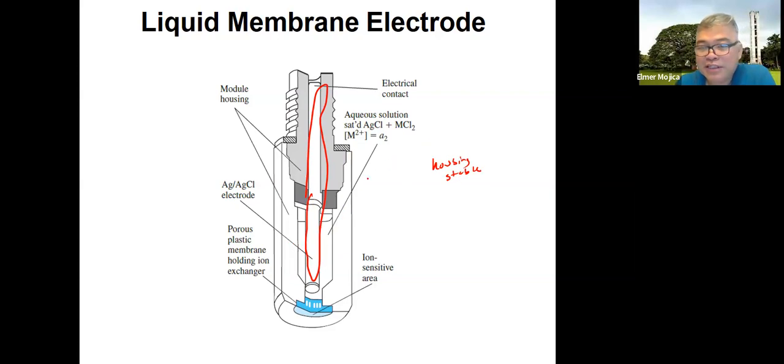So what do you think is the calcium ion compound? Since it is MCl2, this is just calcium chloride. If you look at this, there's an internal aqueous solution in contact with the reference electrode. Aside from that, the internal aqueous solution is also in contact with the exchanger.